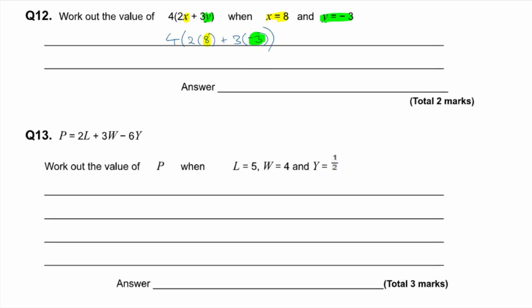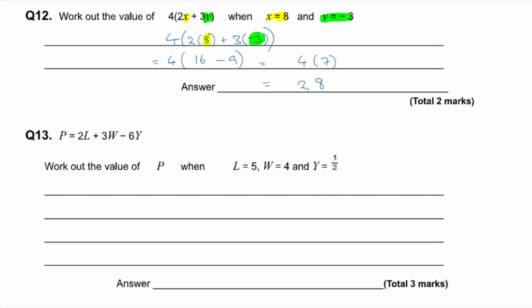Okay, right, so let's resolve what we've got here. So I've got 4 lots of, but I've got 2 times 8. 2 times 8 is 16, plus 3 lots of minus 3, which is minus 9. Okay, so that's 4 lots of 16 minus 9. But 16 minus 9, that is 7, isn't it? So I've got 4 lots of 7 in the bracket, and 4 lots of 7, that's equal to 28. That's going to be my final answer.